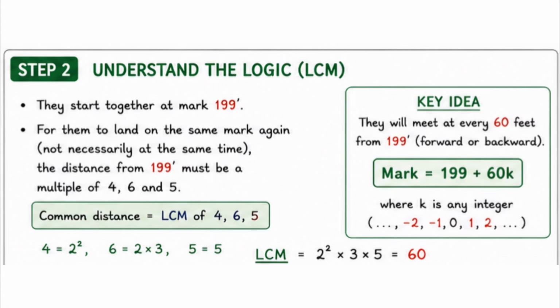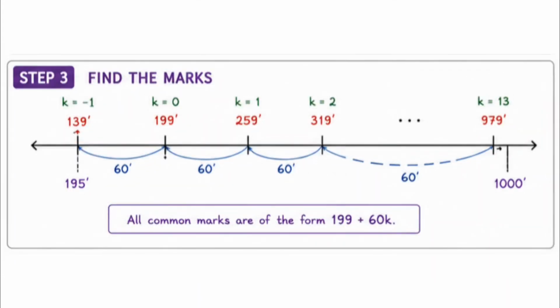Crushing the boundaries with inequalities. Now the problem sets the boundaries. We need to find how many of these marks fall between 195 feet and 1000. Let's test our integer values for k systematically. Let's test the baseline, k equals 0. Is 199 feet between 195 feet and 1000? Absolutely. That is our first valid mark. Let's check backward. K equals minus 1. Is 139 feet within our bounds? No, it's way below 195. So we can't go backward. Our starting line is locked in at k equals 0.